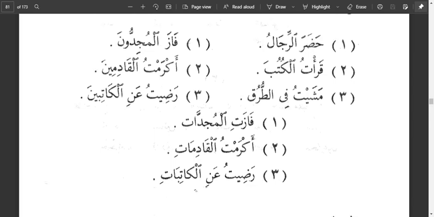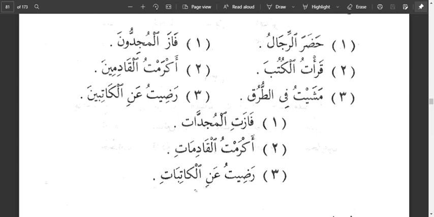Then the third part is jamul muannasi as-salim, the sound female plural. We add only alif and ta to the original word. So it is also not like jamu teksir that changes the shape. It is similar to jamu mudhakkar salim, but it's just the female version. Unlike mudhakkar salim that adds waw and nun or yaw and nun, this adds only alif and ta.